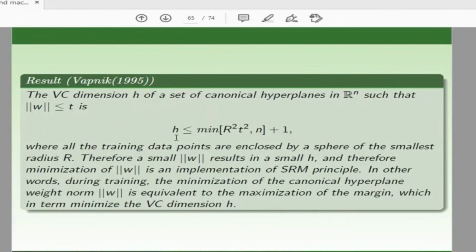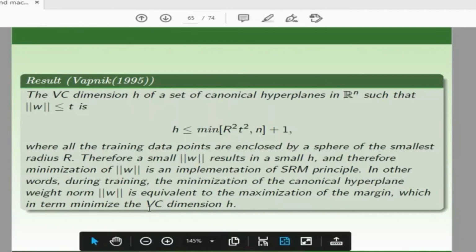If you want to minimize H, then you must minimize T. To minimize T, by the previous argument, by how T was chosen, it is the same thing as minimizing norm W. Minimizing norm W is the same thing as minimizing VC dimension. Minimizing norm W is the same thing as maximizing margin.